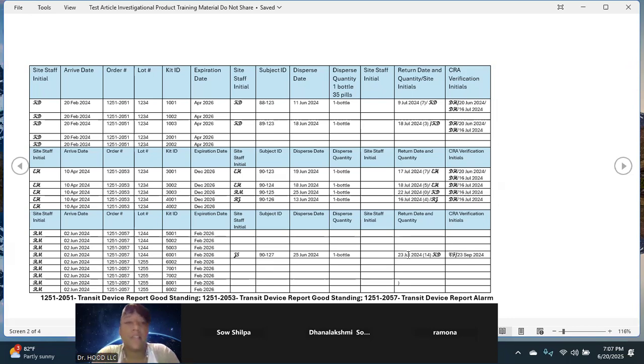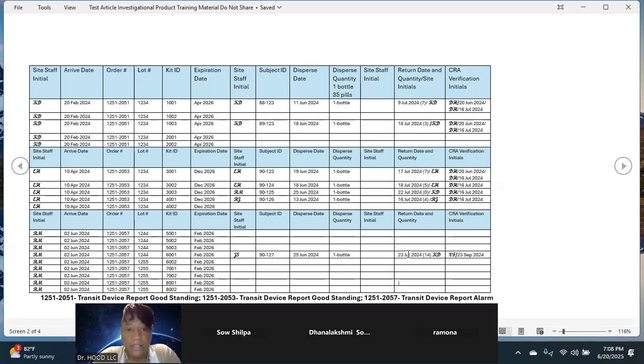So it is so important that the sites pull that temp tail report and determine if that transient temperature was in good standing. They usually are denoted in a check, and then you'll get a graph to kind of show what the readings were throughout the duration of it being transported.